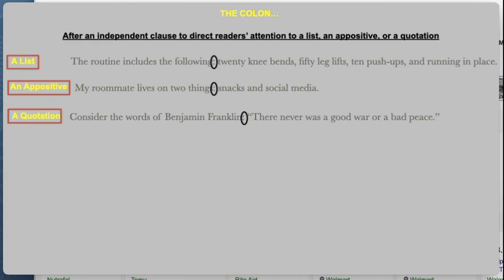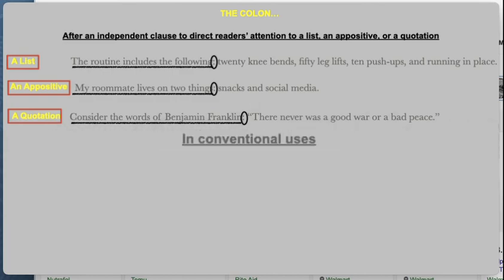That is, we could pull each clause from each sentence, and each of those that we pull from each sentence could be used as its own sentence. The routine includes the following. My roommate lives on two things. Consider the words of Benjamin Franklin.